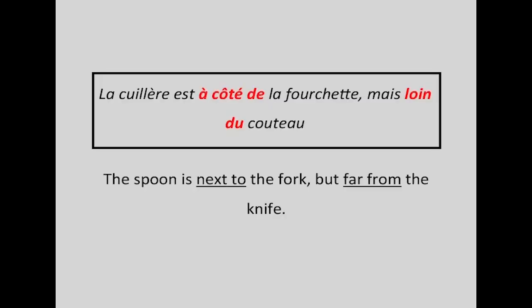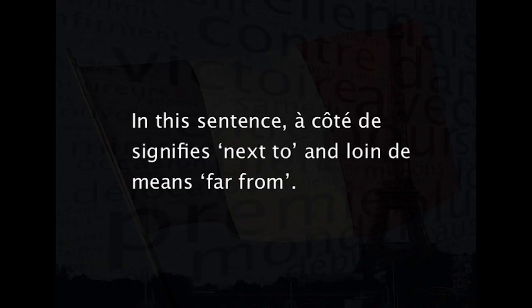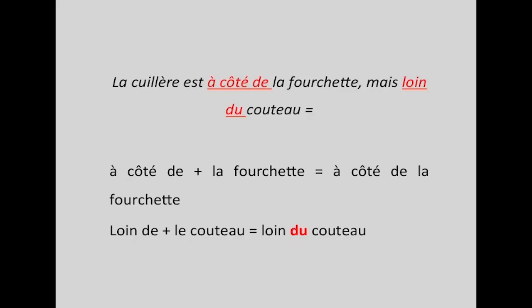In the next sentence, I'll teach you two more prepositions. La cuillère est à côté de la fourchette, mais loin du couteau. This sentence translates as the spoon is next to the fork but far from the knife. In this sentence, à côté de signifies next to and loin de means far from. We notice à côté de does not contract because the following word is feminine, but loin de changes to loin du because couteau is a masculine word.